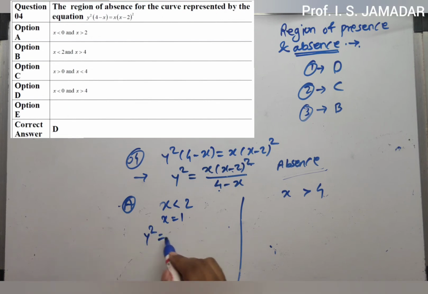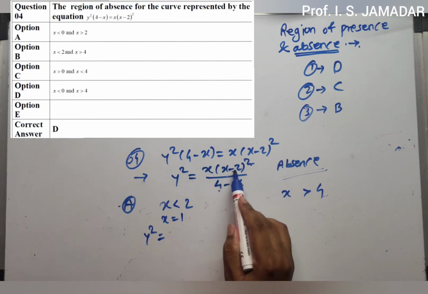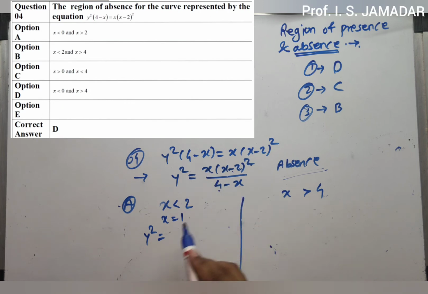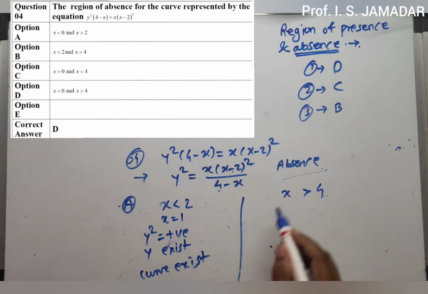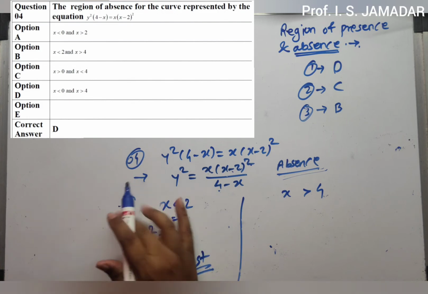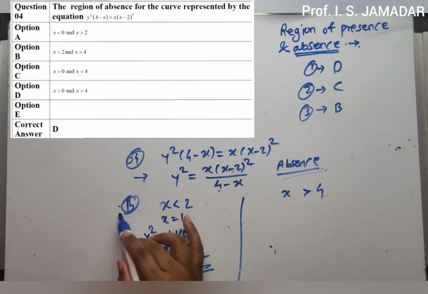So y square will be what? For x equal to 1, it will be 1 minus 2, but squared, so positive. This is positive, this is positive, and the denominator is also positive. So y square will be positive. That means y exists, so the curve exists. But we are interested in the absence. Here there is a presence. So option B is also wrong.